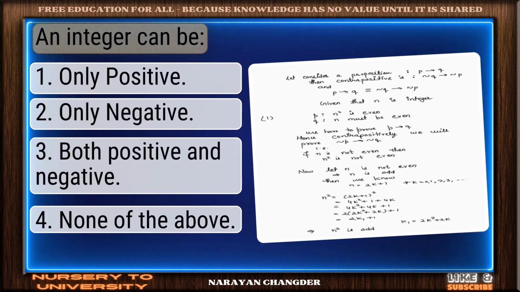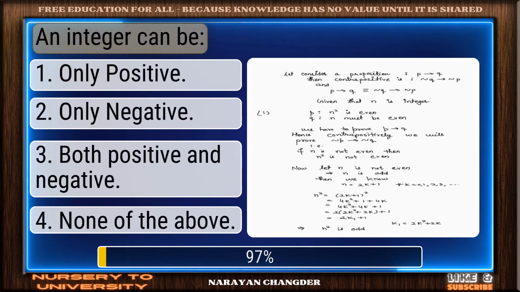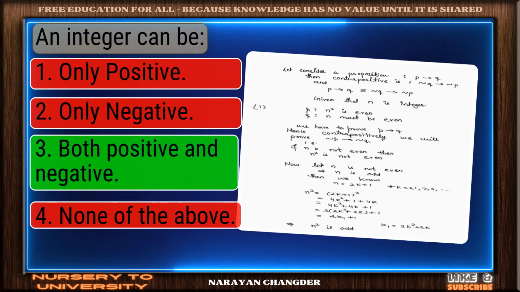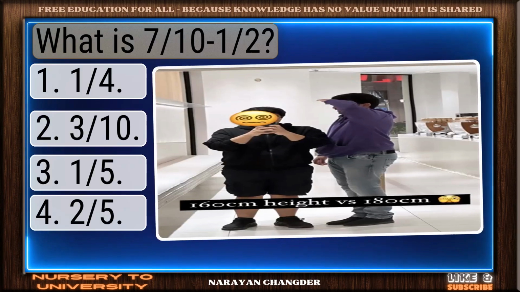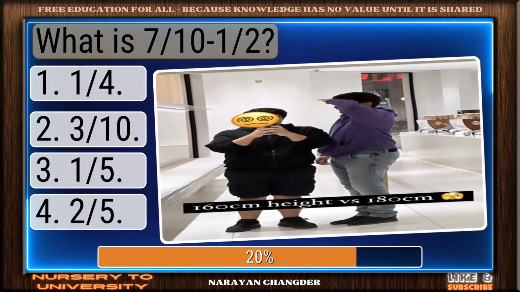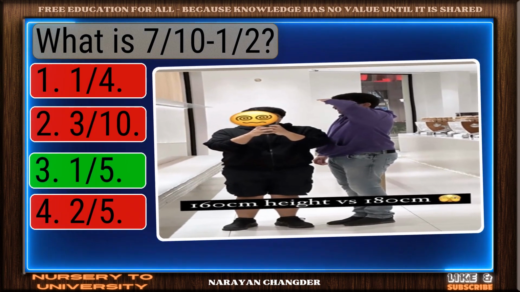Question number 220, an integer can be? Good thinking. Both positive and negative is the right answer. Question number 221, what is 7 dart 2? 1 by 5 is the answer.